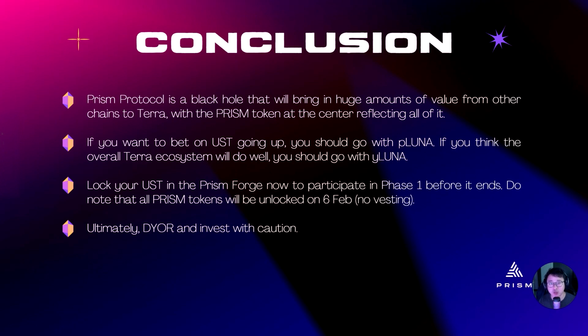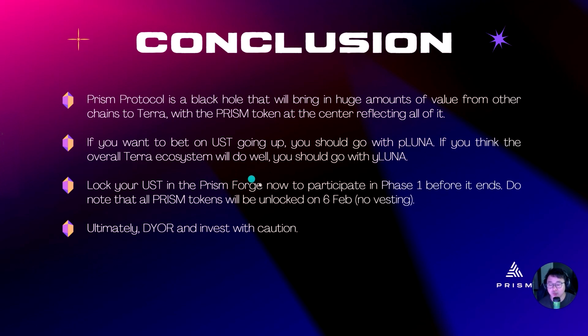And then the Prism protocol will be generating a lot of fees from all of this volume, as well as all of the yield tokens that is being staked with Prism. And in terms of whether you should go with pLUNA or yLUNA, basically if you think the demand for UST and the price of Luna going up, then you should go with pLUNA. Or if you think that the overall Terra ecosystem will be doing very well in terms of the number of activity, perhaps there could be a new GameFi launching on Terra, which will generate a lot of volume without attracting any additional new UST into the ecosystem, then you might want to go with yLUNA.